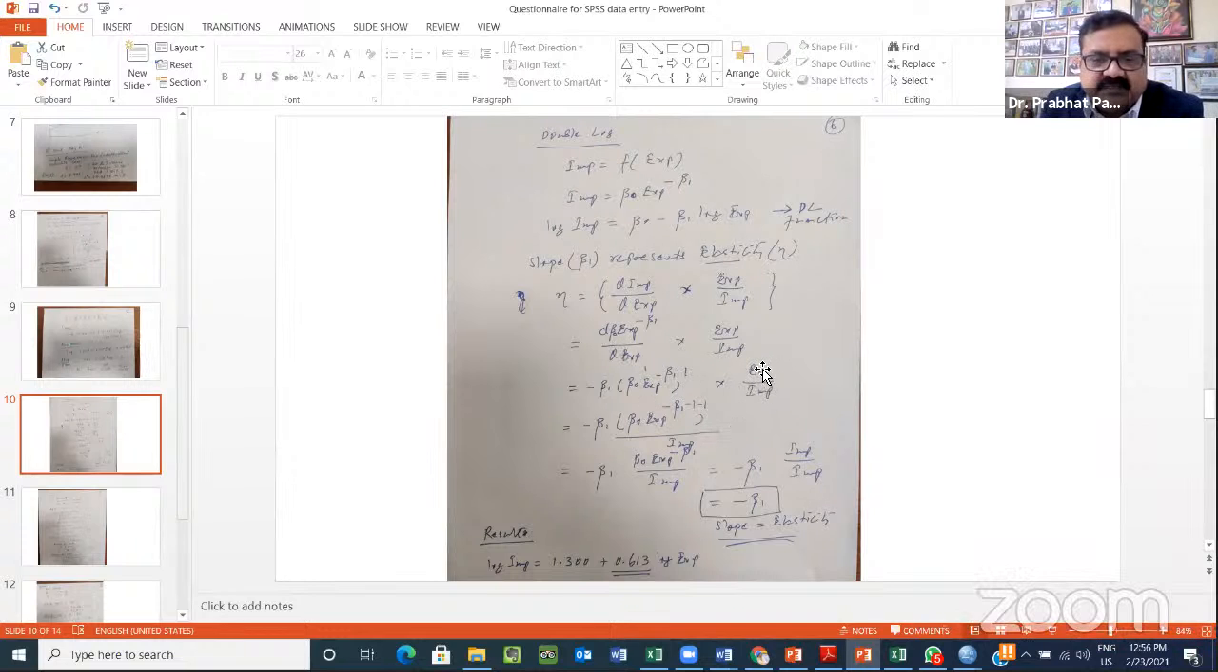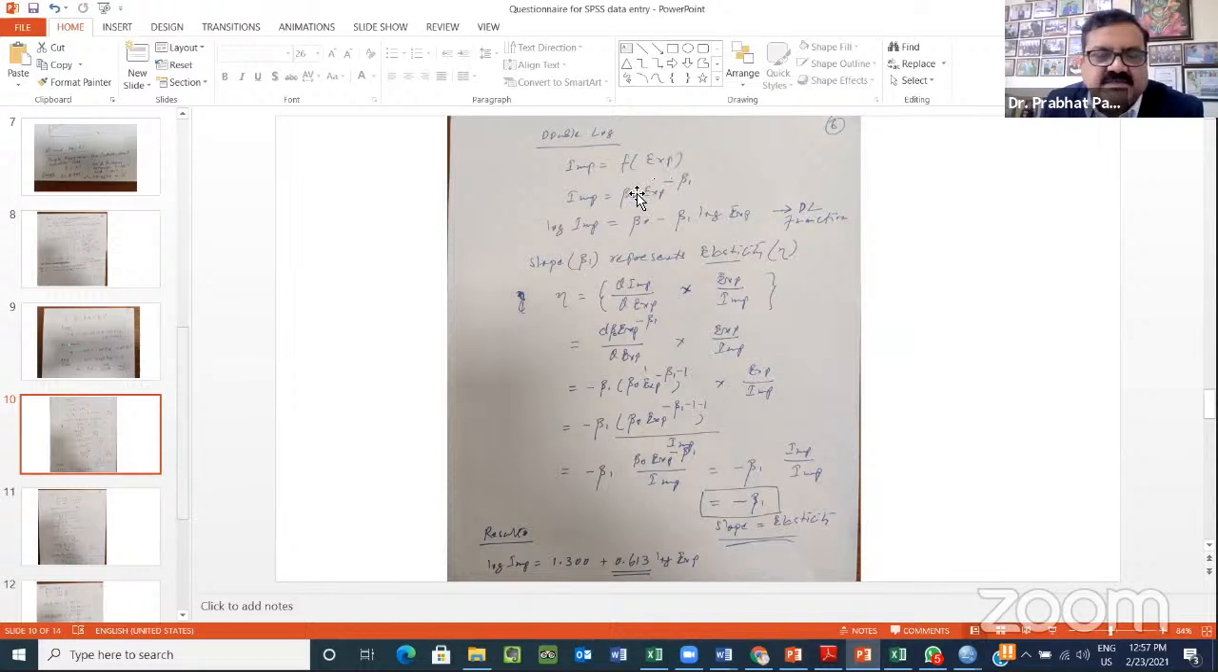After that, exp is multiplied over here, so it becomes minus beta 1 minus 1 plus 1. There is a mistake over here: plus 1 and minus 1 cancel, and what you are left with in the last step is minus beta 1 times beta 0 exp to the power minus beta 1. And therefore, minus beta 1 times IMP, because here you can see beta 0 exp to the power minus beta 1 is equal to IMP.